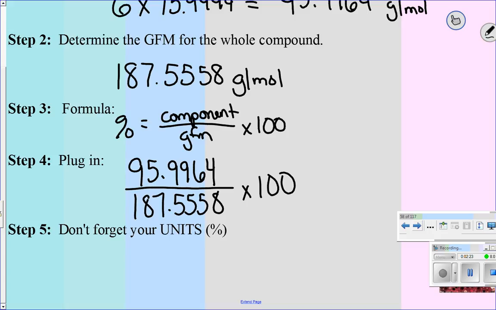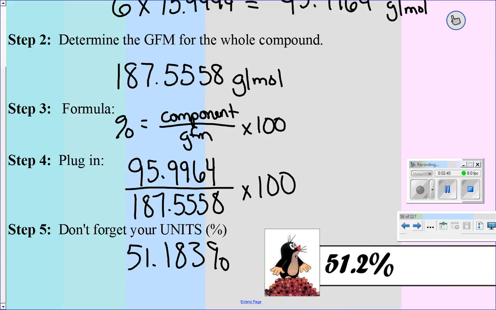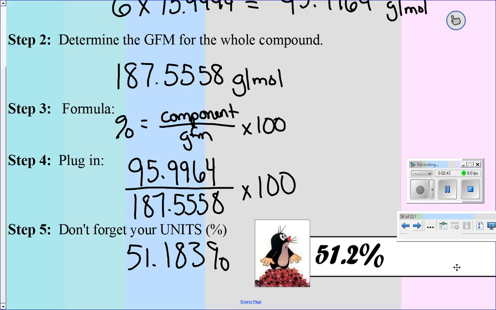And what you should get for this is going to be 51.183%. You actually can keep a lot of these as far as sig figs go because you have a lot of significant figures in each number that you plugged in. For most of the questions that you'll be answering for percent composition, we do tend to round. So if you said 51.2, that's pretty darn good for this one.